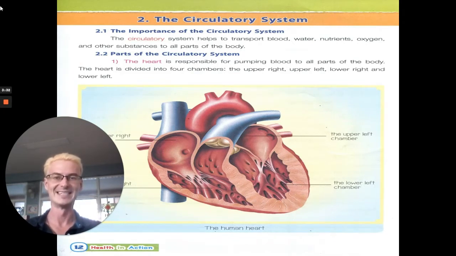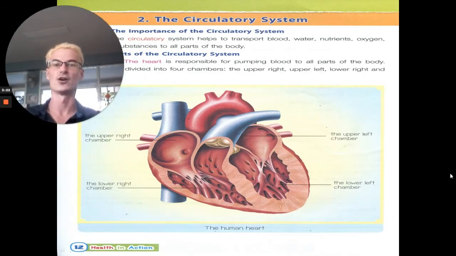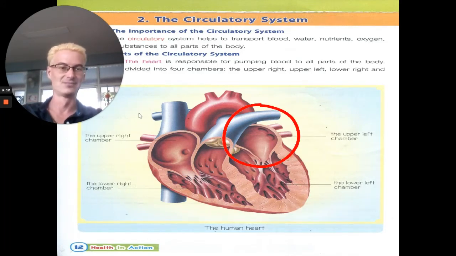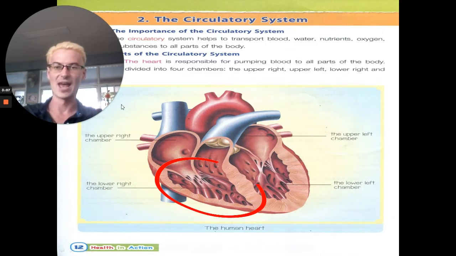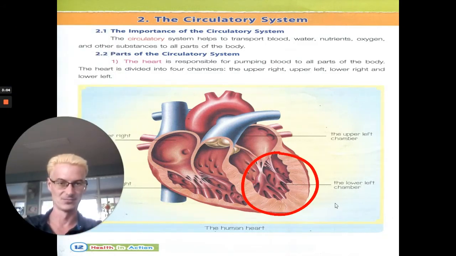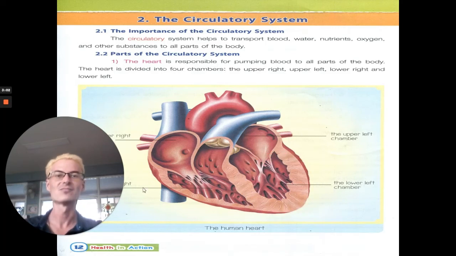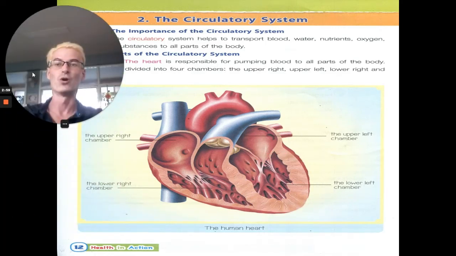The heart is divided into 4 chambers. The upper right, it's right here. You can see it. The upper left, right here. Lower right, right here. And lower left, right here. So, this is what our heart consists of.